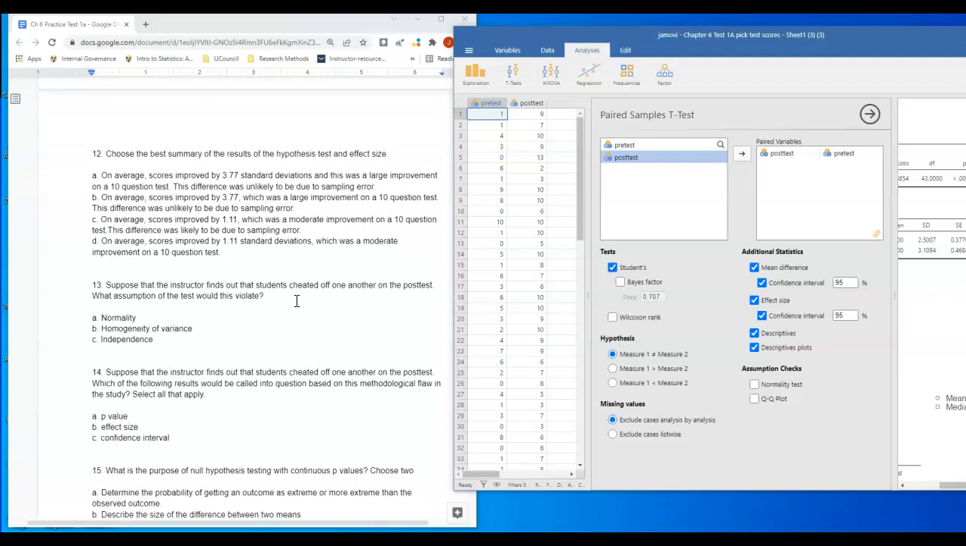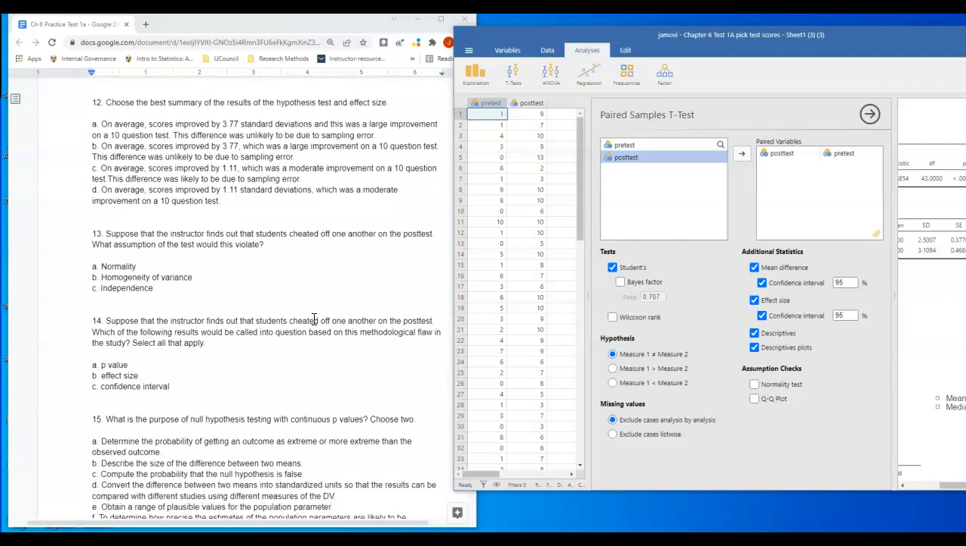All right, next, suppose that the instructor finds out that students cheated off one another on the post-test. Which assumption would this violate? This would mean the assumption of independence is violated because each person's score isn't independent of other people's scores. They influence each other's scores by copying off each other.